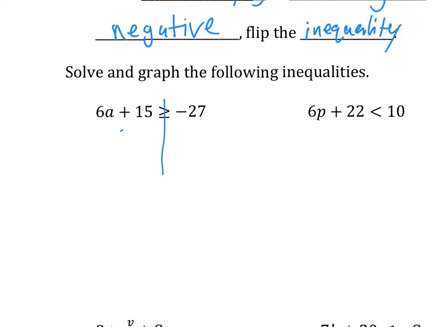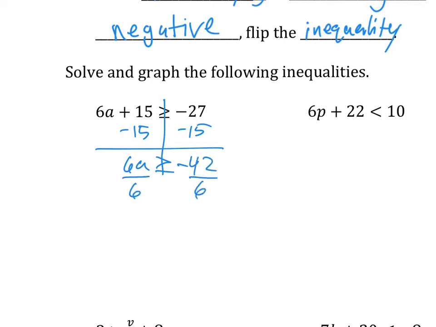So here, the first step we want to do is subtract 15 on both sides. And then we have 6a is greater than or equal to negative 27 minus 15, which is negative 42. Then we divide by 6 on both sides to get that a is greater than or equal to negative 7. We divided by a positive 6, so it's just a is greater than or equal to negative 7.